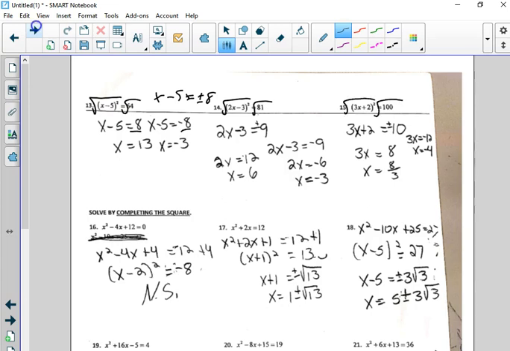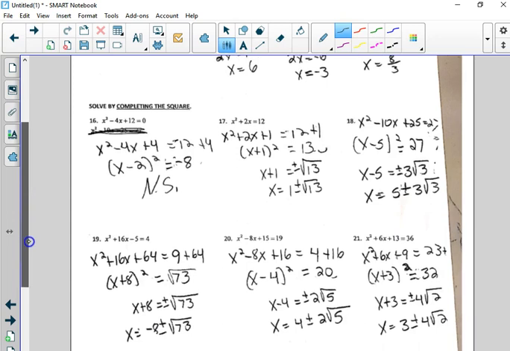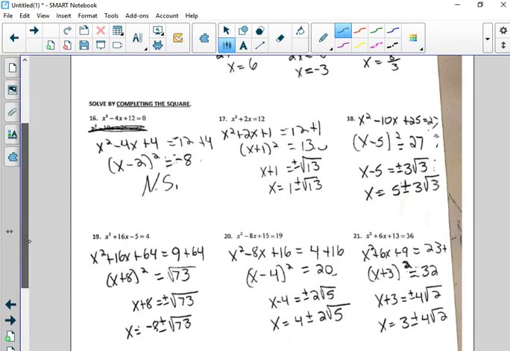Square root both sides. Plus or minus 10. Subtract 2 to get 8, subtract 2 to get negative 12, then divide by 3. You get 8 thirds and negative 4. Okay, 16. Once you factor this, you end up with a negative 2 over here. Well, when you take the square root of both sides, you can't do that. So you get no solution.